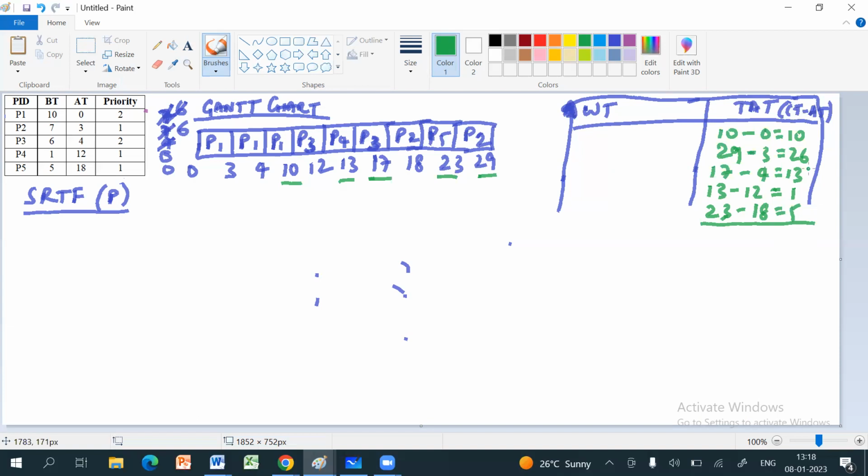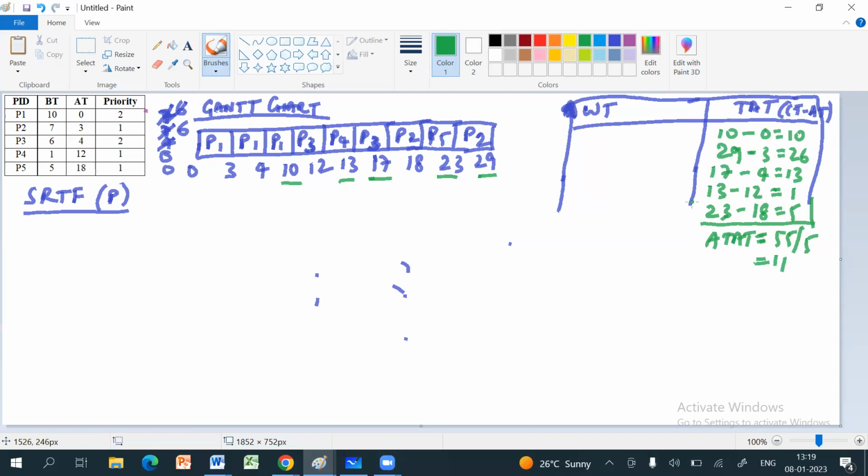So you sum all this to get your average turnaround time. So the sum of all this divided by the total number of processes, that will be 10 plus 26 is 36, plus 13 is 49, 50, 55. So 55 by 5 processes, that is 11.